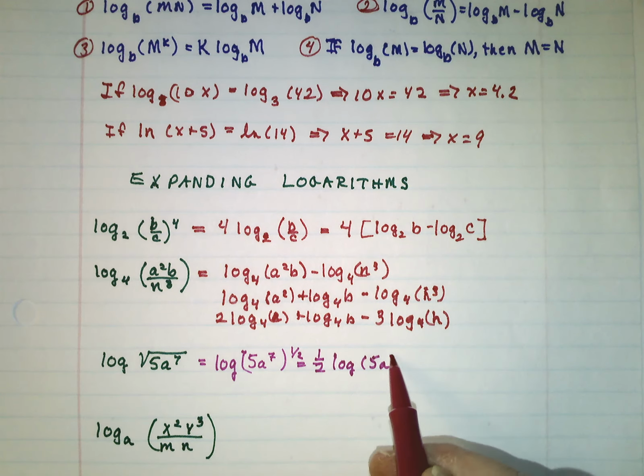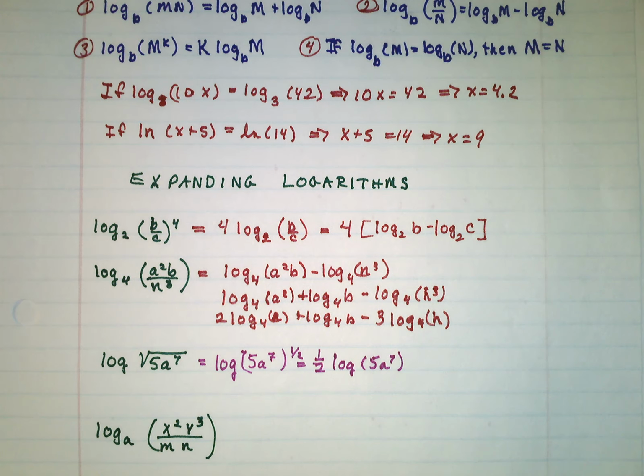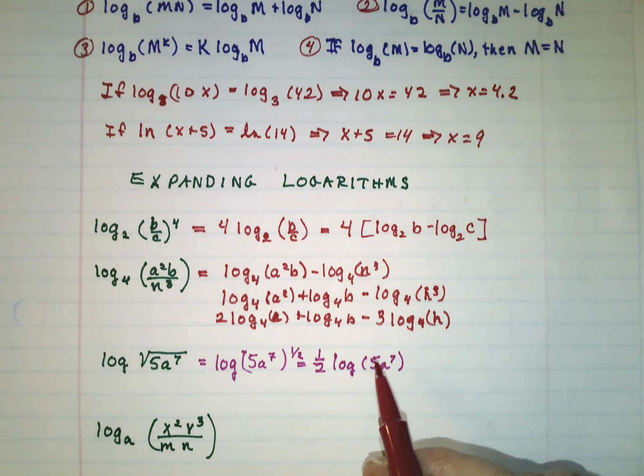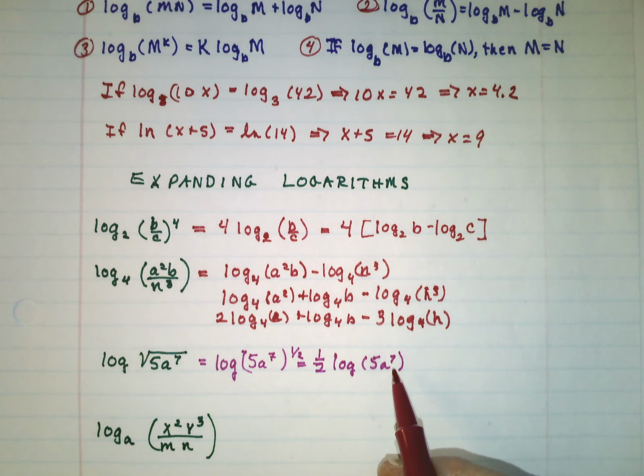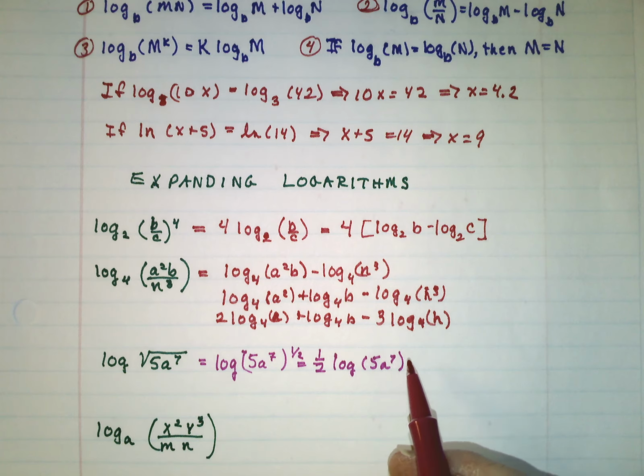On 5a to the 7th, so it's definitely getting broken apart here. Now within the parentheses, we're not going to pull out the 7 and stick it out front because only the a is being multiplied to the 7th power. So we can't pull the 7 out yet. Maybe later.